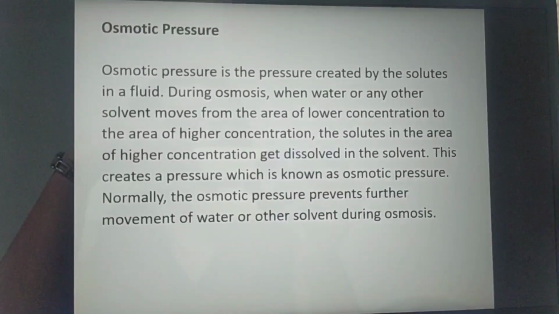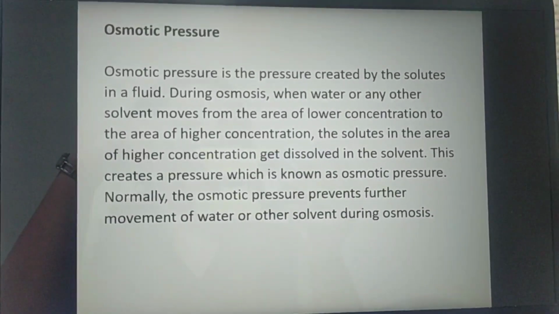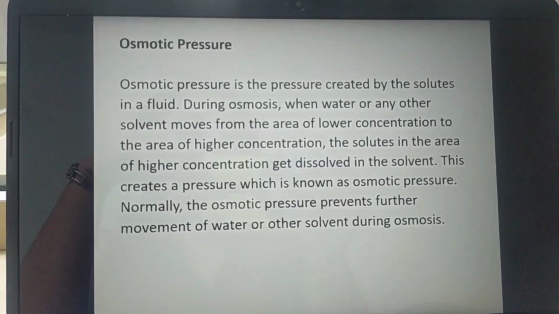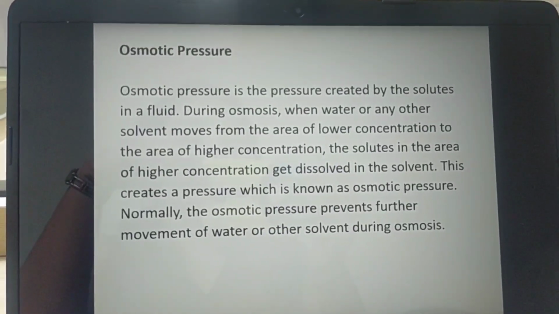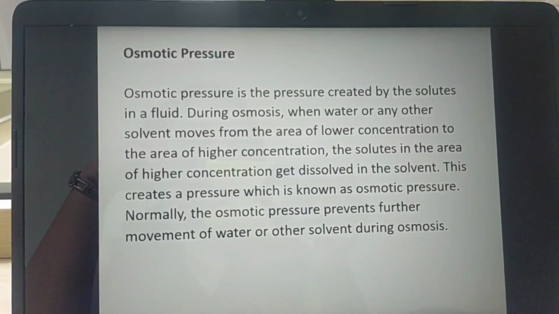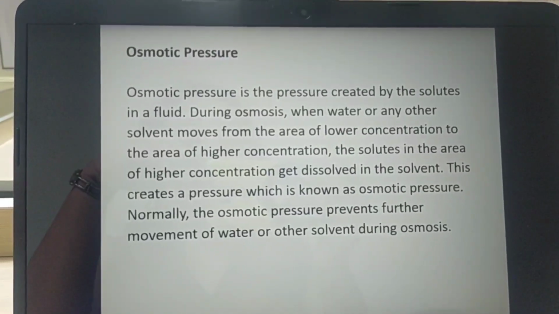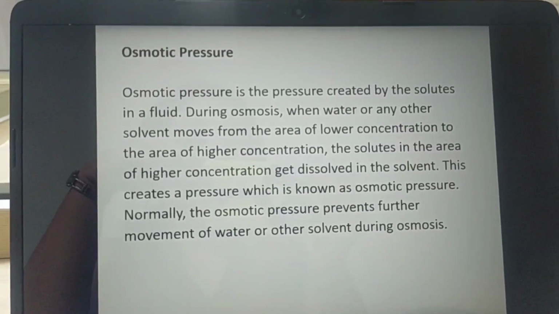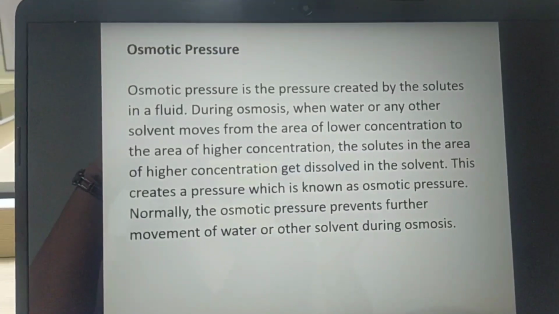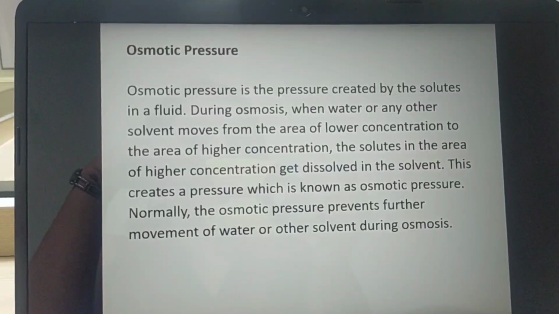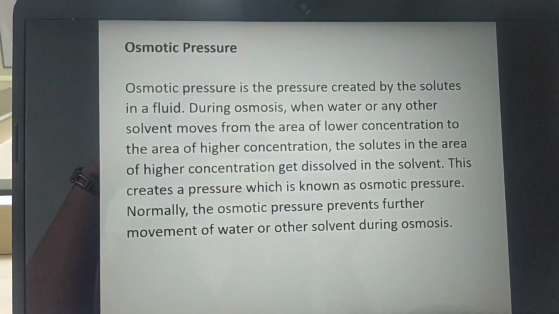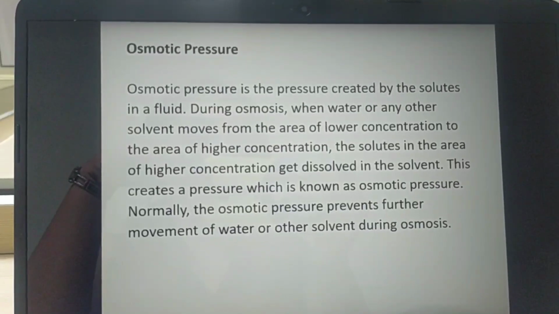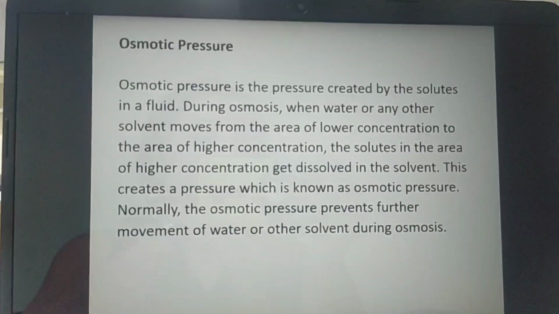What is osmotic pressure? Osmotic pressure is the pressure created by the solutes in the fluid during osmosis when water or any other solvent moves from the area of lower concentration to the area of higher concentration. The solutes in the area of higher concentration get dissolved in the solvent. This creates a pressure which is known as osmotic pressure. So normally the osmotic pressure prevents further movement of water or other solvent during osmosis.